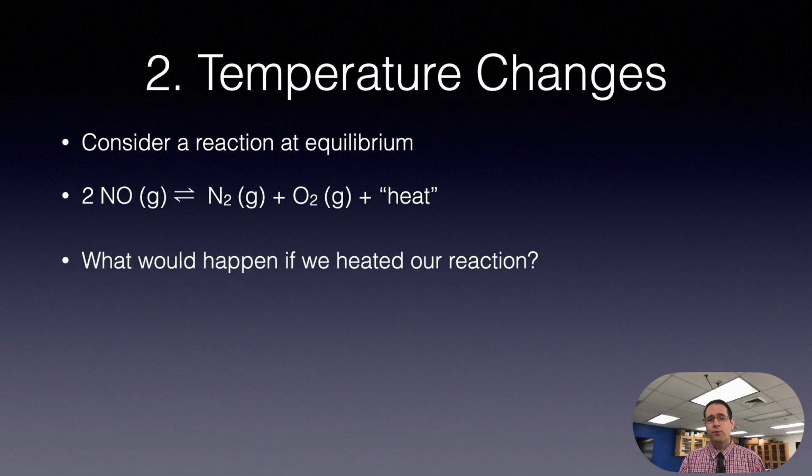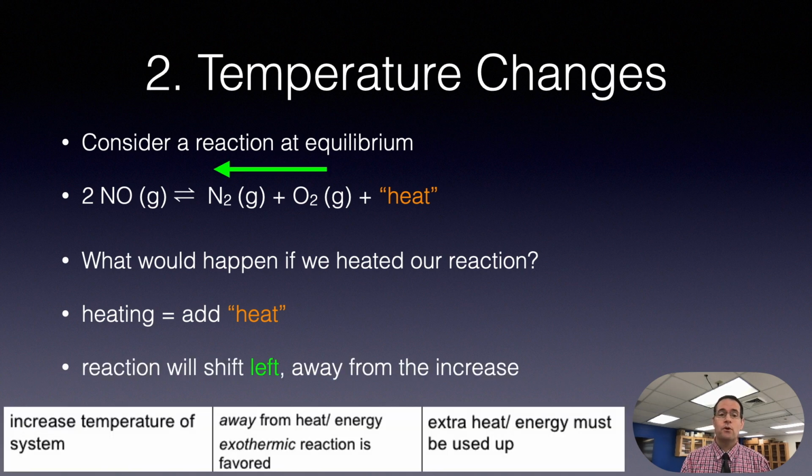What would happen if we heated our reaction? So again, remember, heating means adding heat. So heat is on the right side of this chemical equation. And so what we would do is think about shifting away from the increase. So that means the reaction will shift left, okay? And on the bottom, I've taken a little snapshot of that summary chart. I'll show you at the very end of this presentation. If you increase the temperature of a system, you shift away from the heat or away from the energy.